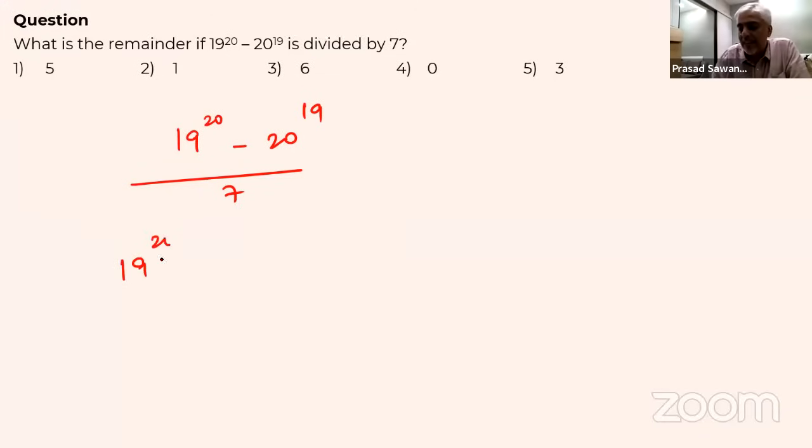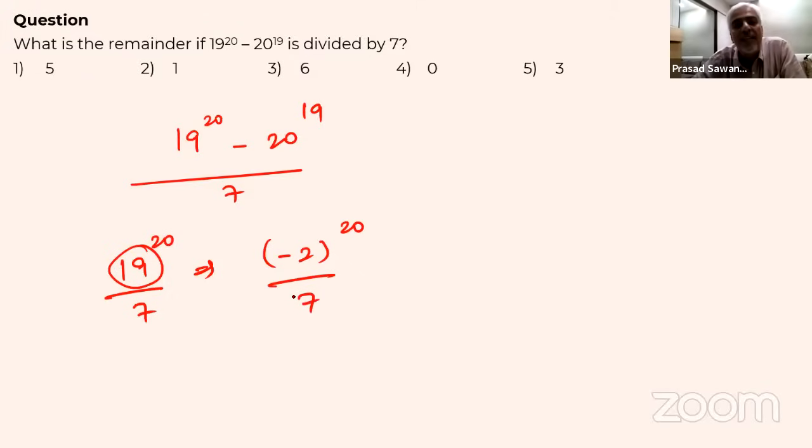So 19 raised to 20 divided by 7 will be 19 divided by 7. Remainder is either 5 or it is minus 2. I will prefer taking minus 2. Minus 2 raised to an even number is same as 2 raised to an even number. 2 cube is 8. 8 divided by 7 is 1.